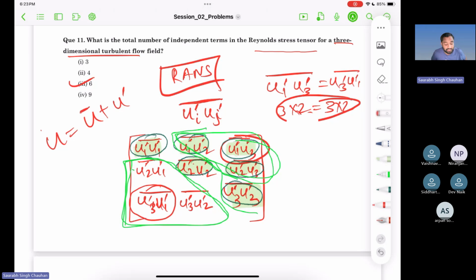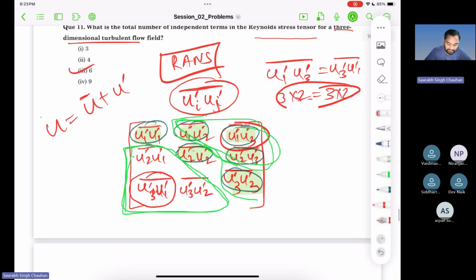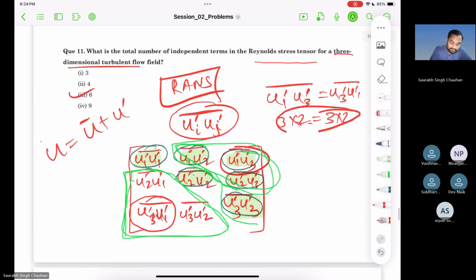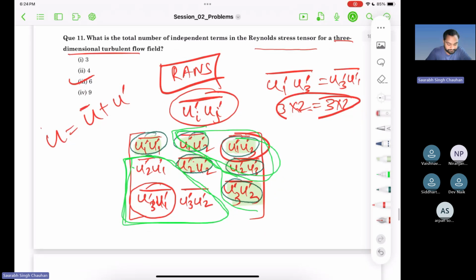And in those RANS equations, there is an additional term, and that additional term is this, and this is called the Reynolds stress tensor. When we discuss RANS, we will go into more detail. But for the time being, six independent terms are there.